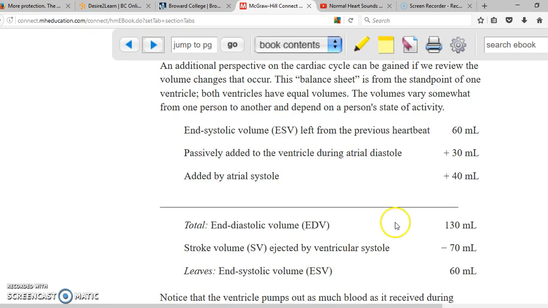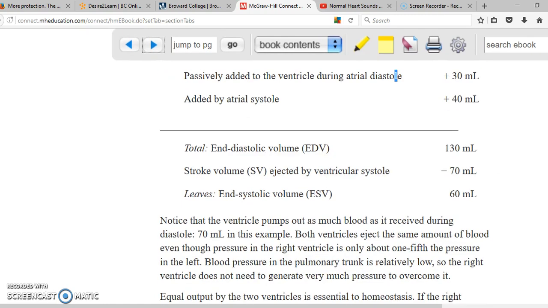Overview of volume changes. We said that when the heart pumps, the stroke volume is going to be 70 milliliters, so you have 60 milliliters left in there. Then the blood goes from the atrium to the ventricle, 30 milliliters. This just falls because of, for example, gravity. And then the atrium is going to produce systolic contraction. That's another 40. So this total is going to be 130. What's the stroke volume again? In the ventricular systole it is 70 milliliters. And the end systolic volume again is going to be 60. And the cycle starts over again.